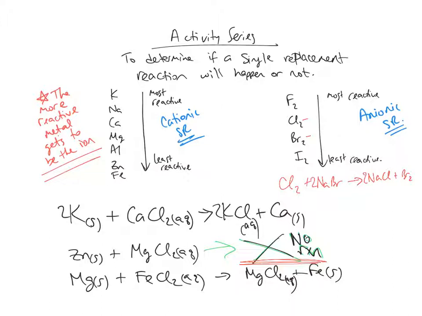So that's your single replacement. You're using the activity series. The more reactive element gets to be the ion. If there's no change in who is the ion, then there is no reaction, okay? In the first example here, we see there is a change in who is the ion. It was calcium, potassium was able to kick it out, so now potassium is the metal, and there was a chemical reaction. Down here below, the magnesium is the more reactive metal. It is already the ion, so nothing is going to change, and we can see there is no reaction.